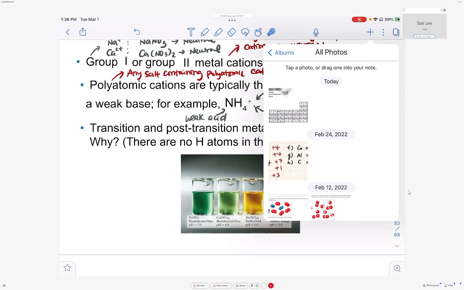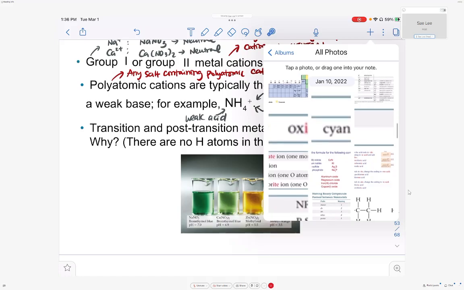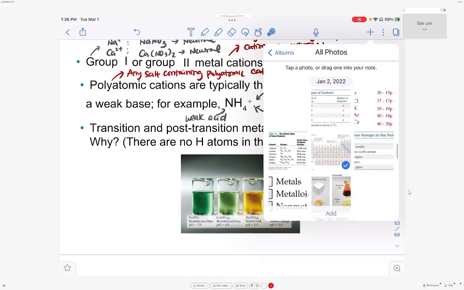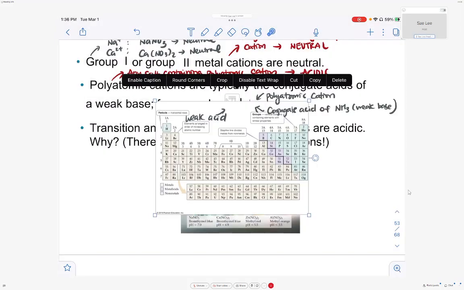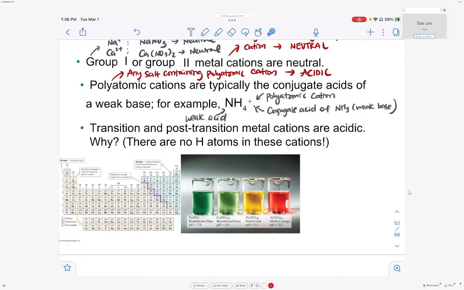Let me see if I can bring a periodic table. We have a periodic table. So here's the periodic table, and then transition metals are going to be the metals in this region. Okay, look at the periodic table that I shared on Web Campus.